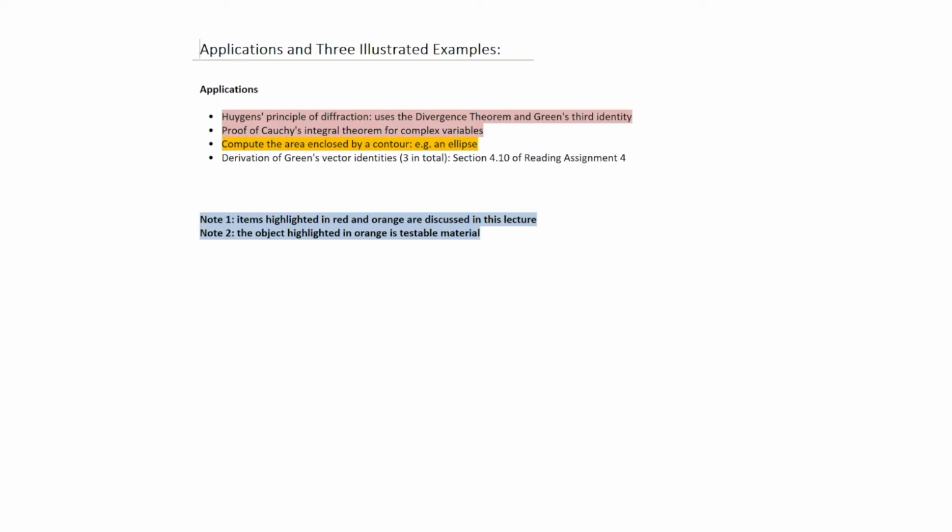Secondly is the proof of Cauchy's integral theorem for complex variables, which you basically discussed in MAT290 earlier this term. Here I basically will show you the details. You're probably in a position now to understand these details, given that you understand Green's circulation theorem. And the part that we'll be interested in and is testable material is to compute the area enclosed by a contour, and the example we'll illustrate is that of an ellipse. And as I mentioned, the derivation of Green's vector identities, 3 in total, will not be discussed in this lecture.